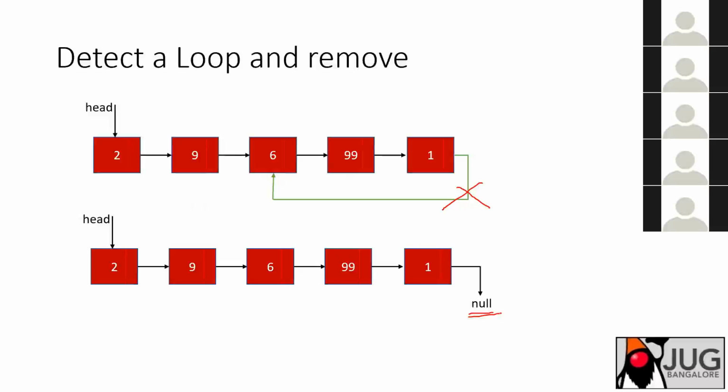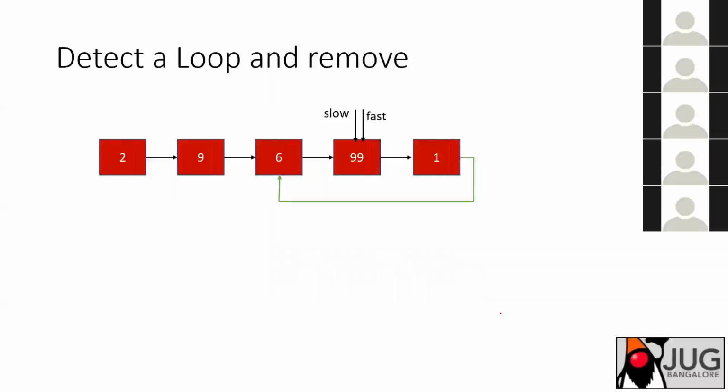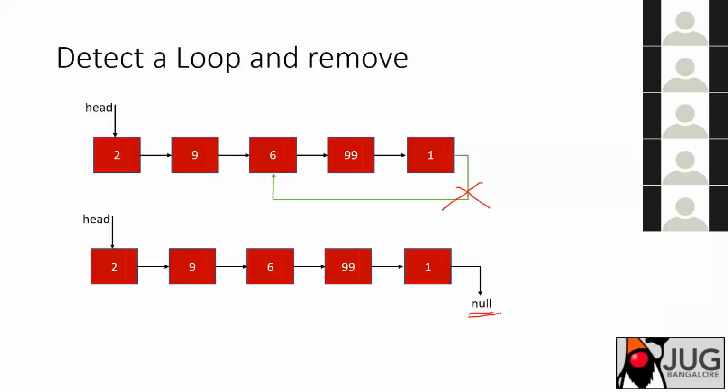What you can do is use the same slow fast approach. The algorithm is that once you identify the point where slow and fast both meet, from that point you go one position each. Let me show you the code. It will be more clear. So I hope I explained what you need to do.